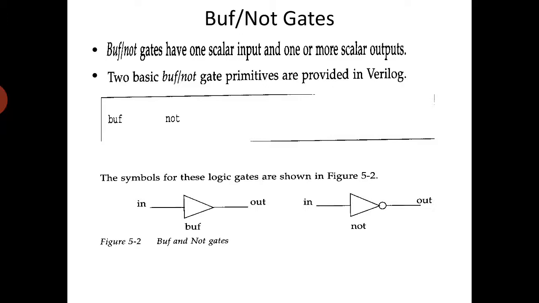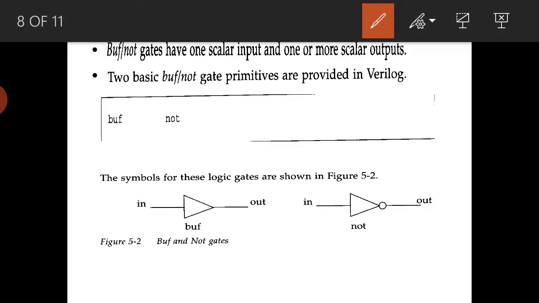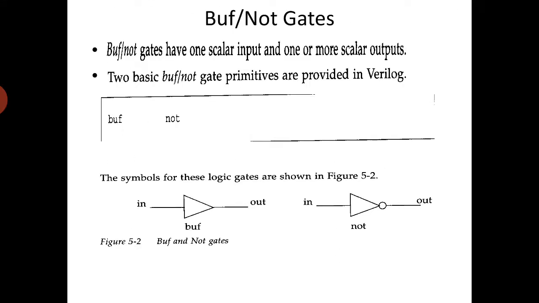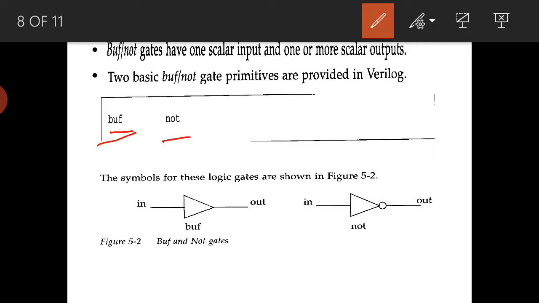Today the remaining portion, the other type of basic gates, that is buff bar NOT gates. Similarly to the AND OR gates, but there we had many inputs and one output, whereas here there is one scalar input and one or more outputs. Scalar means not a vector, just single bit inputs and single bit outputs. In this we have two types, one we call buffer and one we call NOT.